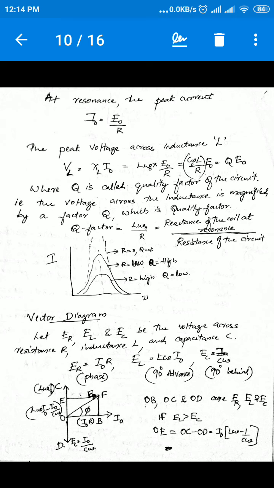Okay, so I have written all the values here. If EL is greater than EC, that means the resultant voltage is OE, which is OC minus OD, which is I into L omega minus 1 by C omega.